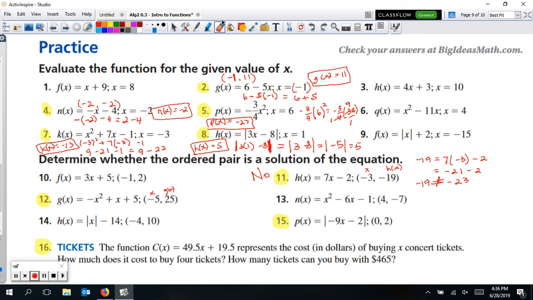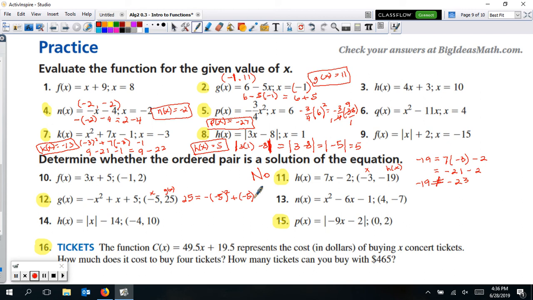So 25 equals. And then we'll put negative, and then the negative 5 in parentheses, and we're going to square that. And then we're going to add it to negative 5. I'm going to put that in parentheses again. Always put your inputs in parentheses. It's a good habit. And then we still have this plus 5 to put on the end.